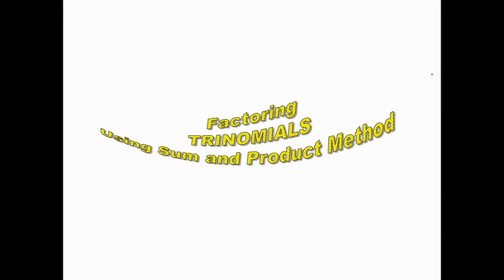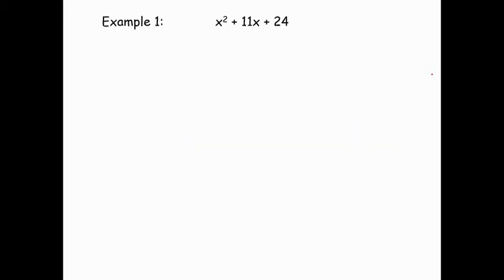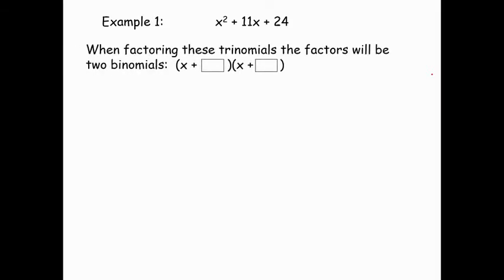Okay, now we're going to take a look at our second method, factoring trinomials using the sum and product method. So we're looking at ax squared plus bx plus c. Example 1, we have x squared plus 11x plus 24. When factoring these trinomials, the factors will be two binomials.